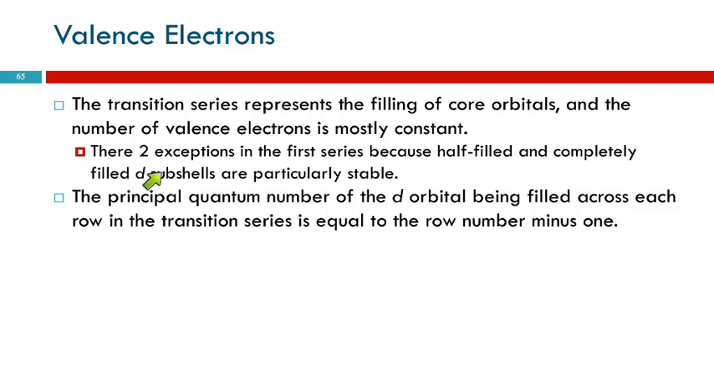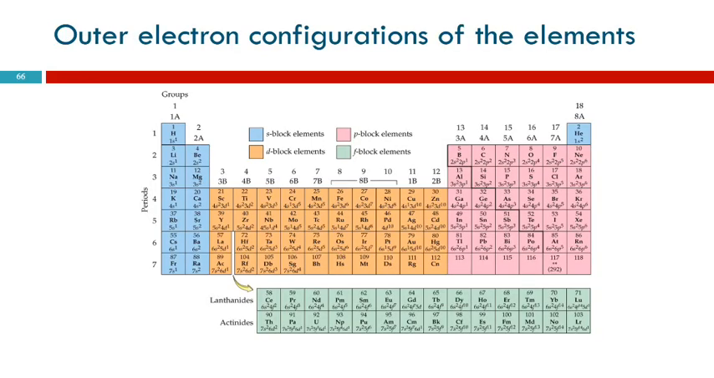So there are two exceptions in that first series of transition elements. Let's look at those. We're going along: 2 valence electrons, 2 valence electrons, 2, 1 valence electron. What the heck? 2, 2, 2, 2, 1, and 2. So chromium and copper are exceptions.